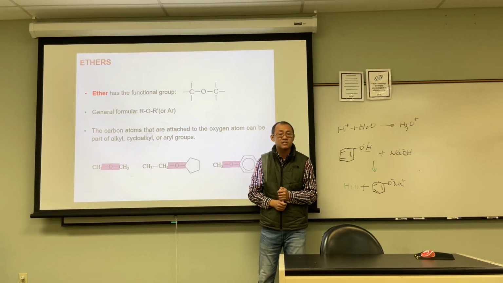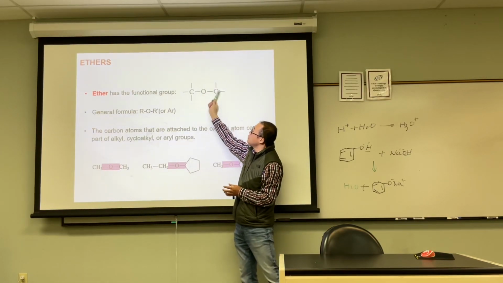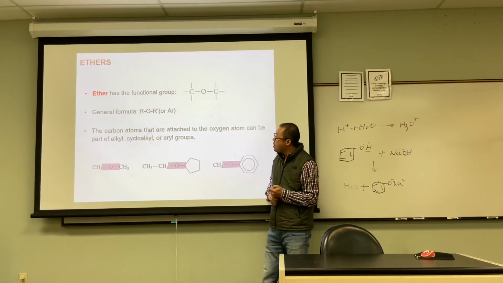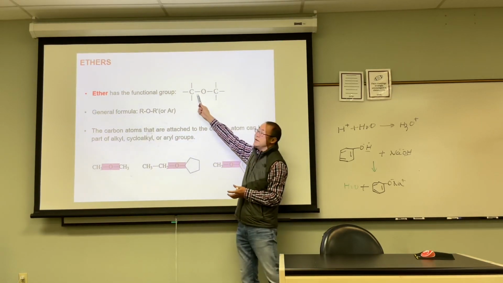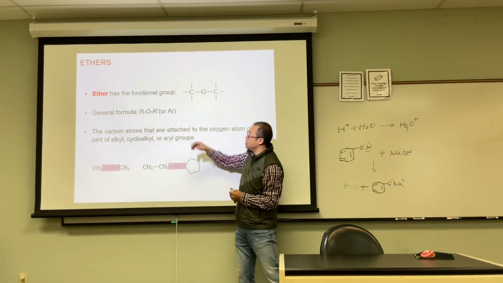Okay, we know oxygen has how many bonds? Two bonds. In ether, both bonds are bonded with what? With carbons. There's no hydrogen anymore on this compound. So the functional group of ether is what? It's COC. An oxygen bonded with two carbons.